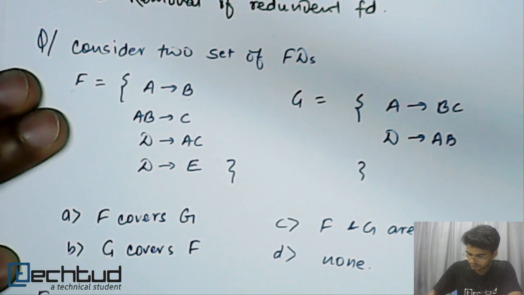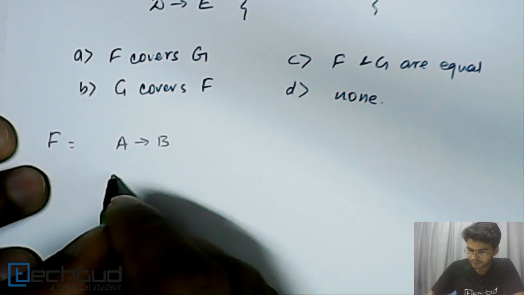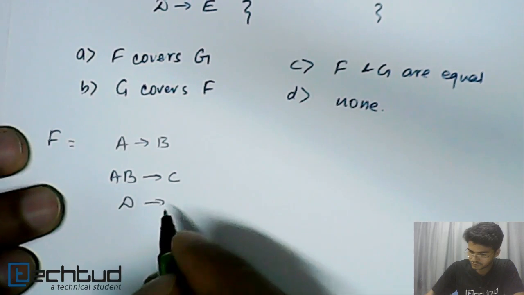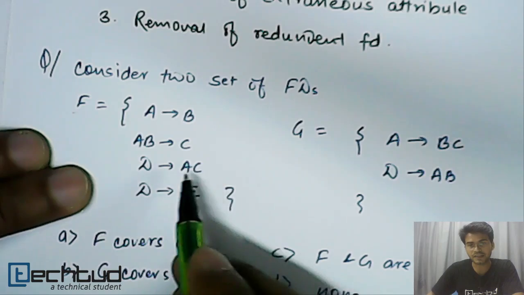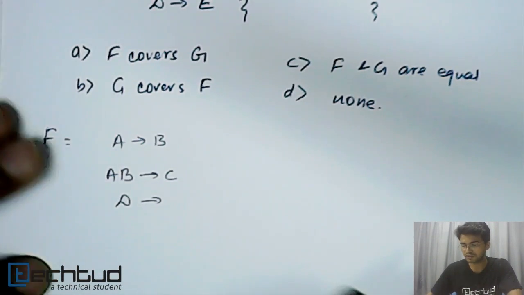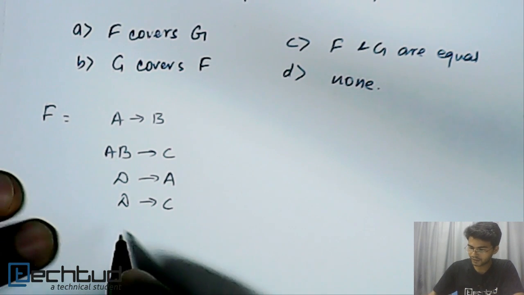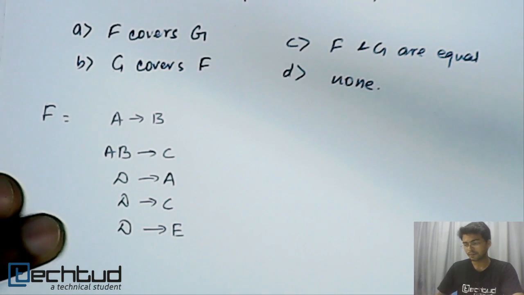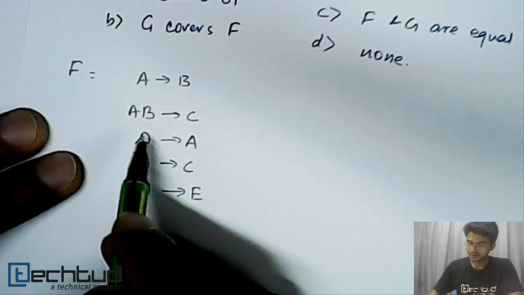So we will write all the functional dependencies first: A implies B, AB implies C, D implies AC. What we'll do is decompose this. As it is D implies A, C, from decomposition we can write D implies A and D implies C. Fine, and then we will write D implies E.